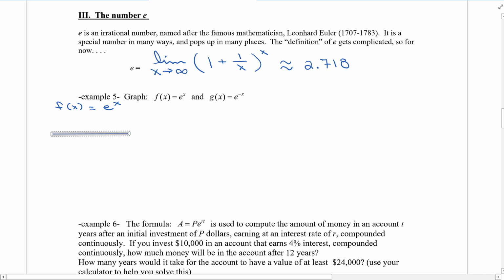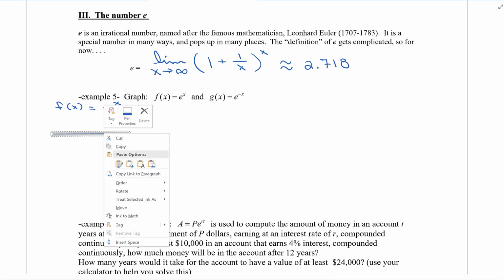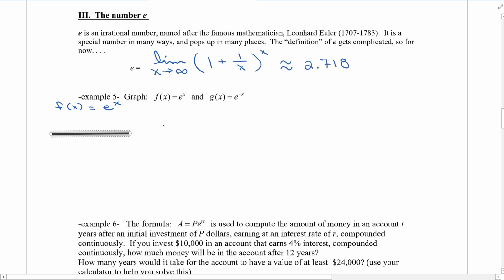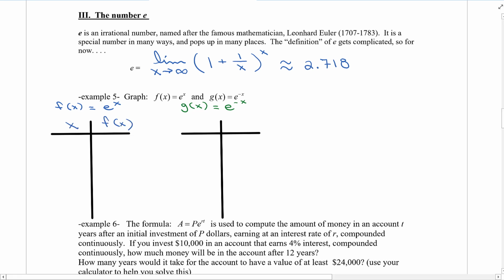I am drawing a 2-column table. The left-hand side is going to represent my values of x. The right-hand side is going to represent my values of y. I have also copied this table and pasted it right under the function g of x equals e raised to the negative x, because I'm going to come up with a table of values for that function as well. Under the x column, I wrote down the values -2, -1, 0, 1, and 2.